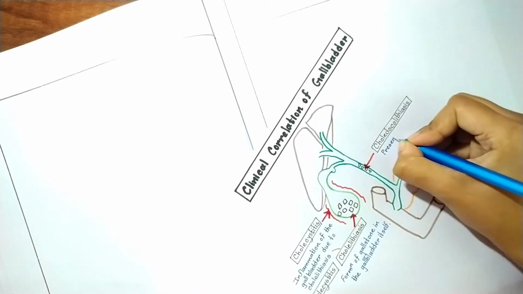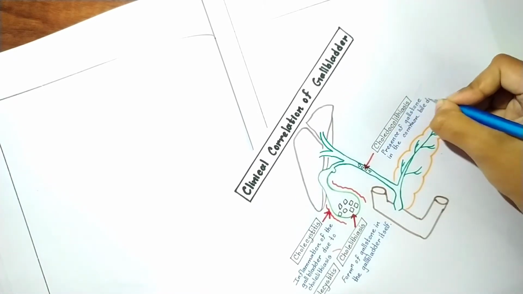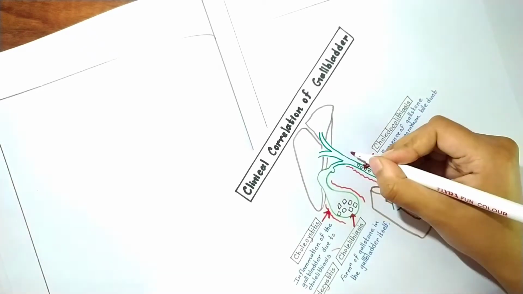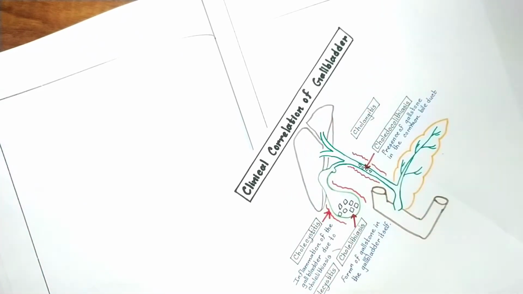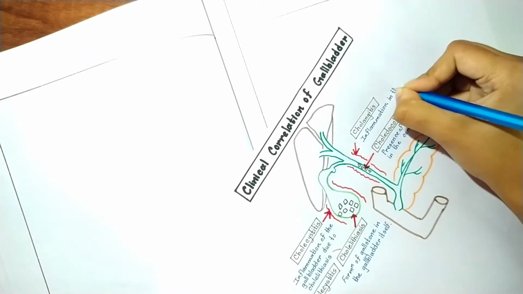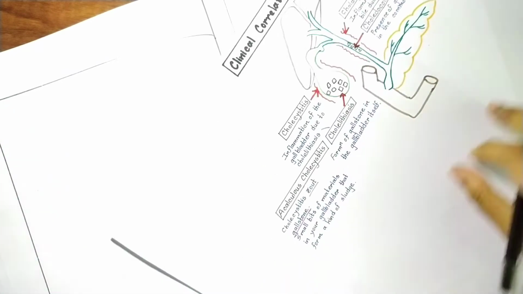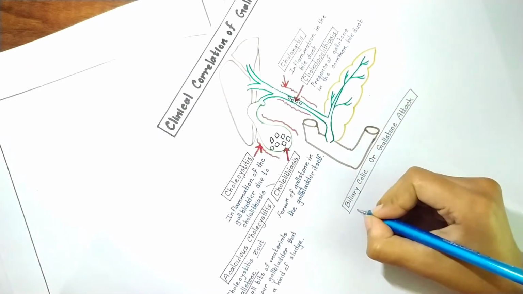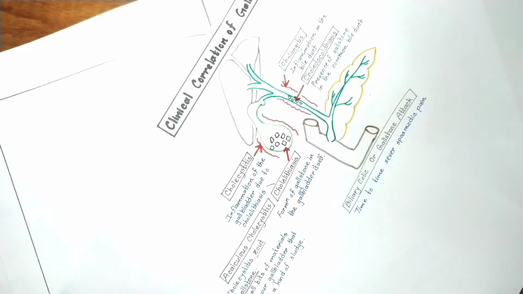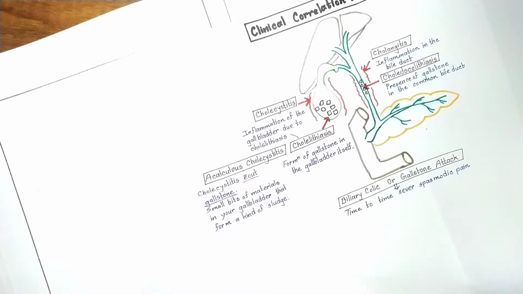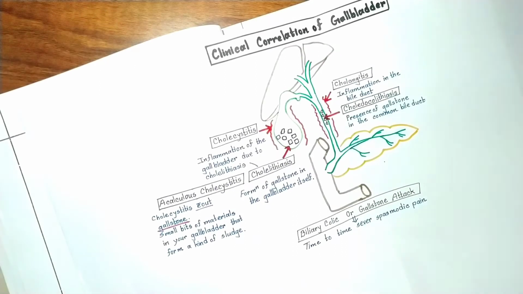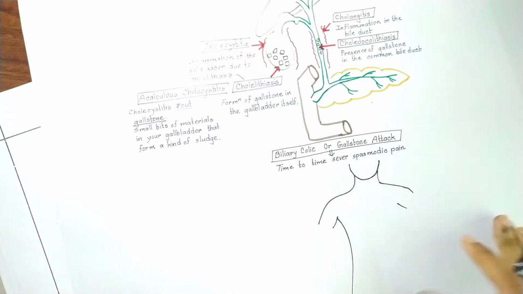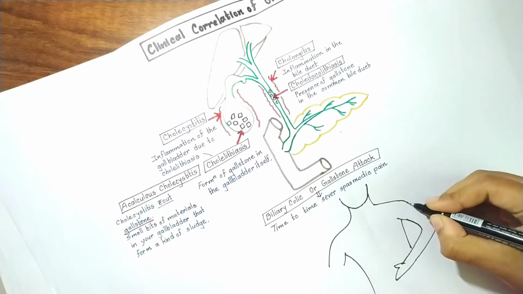Choledocholithiasis, presence of gallstone in the common bile duct. Cholangitis, inflammation in the common bile duct. Biliary colic or gallstone attack. Time to time severe spasmodic pain is called biliary colic. Steady or intermittent pain in the right upper abdomen, usually under the right side of the rib cage.